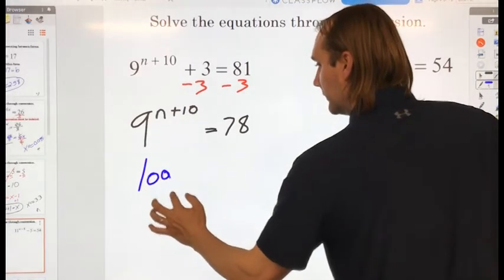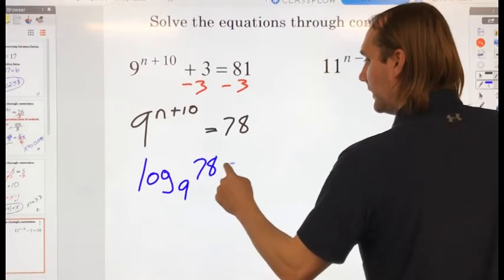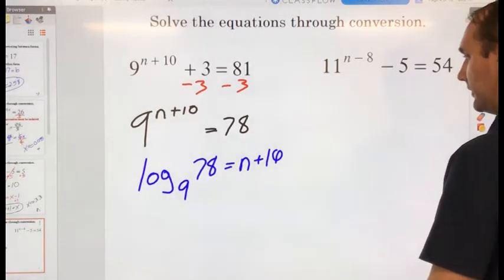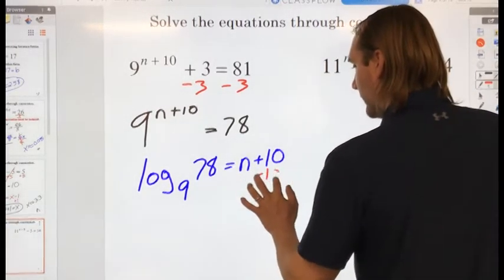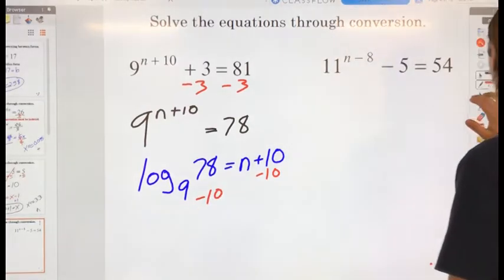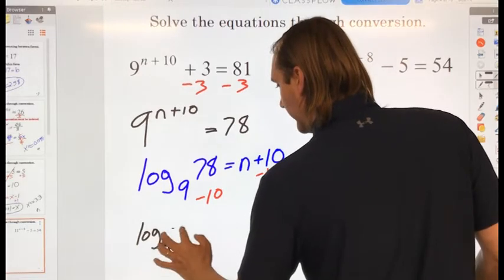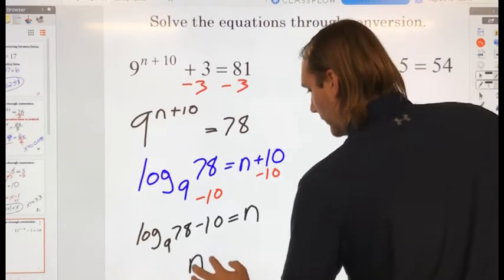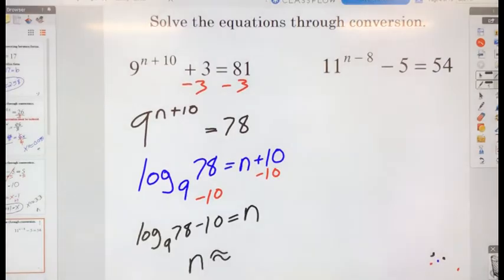Log with the base of 9 of 78 equals n plus 10. Which leaves me with just one more step to solve for n. Subtract 10 on both sides. I get log base 9 of 78 minus 10 equals n. So approximate that value. n is roughly 1.92. Sounds about right.